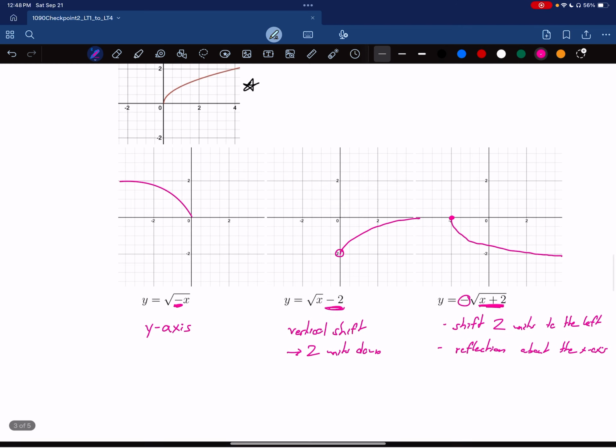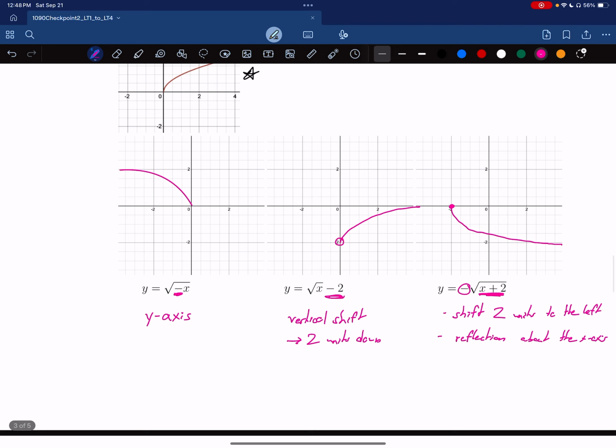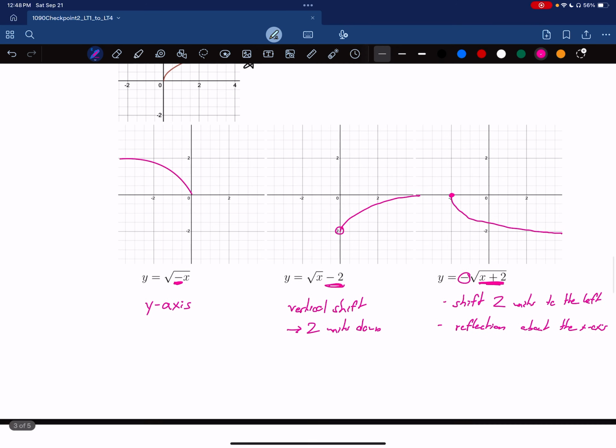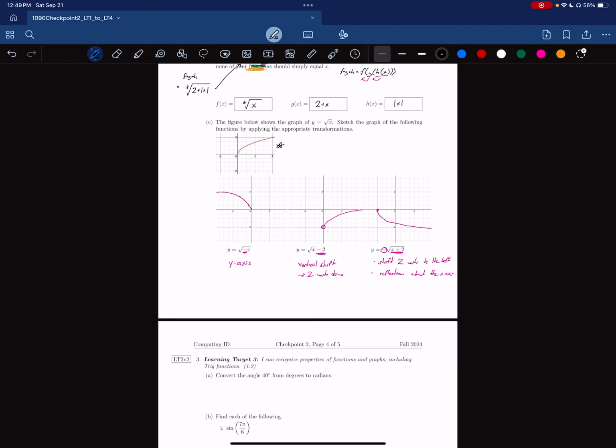So worst comes to worst, if you're having a little bit of trouble recognizing which transformation is happening, you can always just plug in some values. That'll allow you to plot a few points around like that. You'll get a general picture of what's happening, and then you'll be able to draw your line. That's perfectly fine. But for future use, it is good to really work on recognizing when it'll be a reflection about the y or x-axis, and whether you'll have a vertical or a horizontal shift.